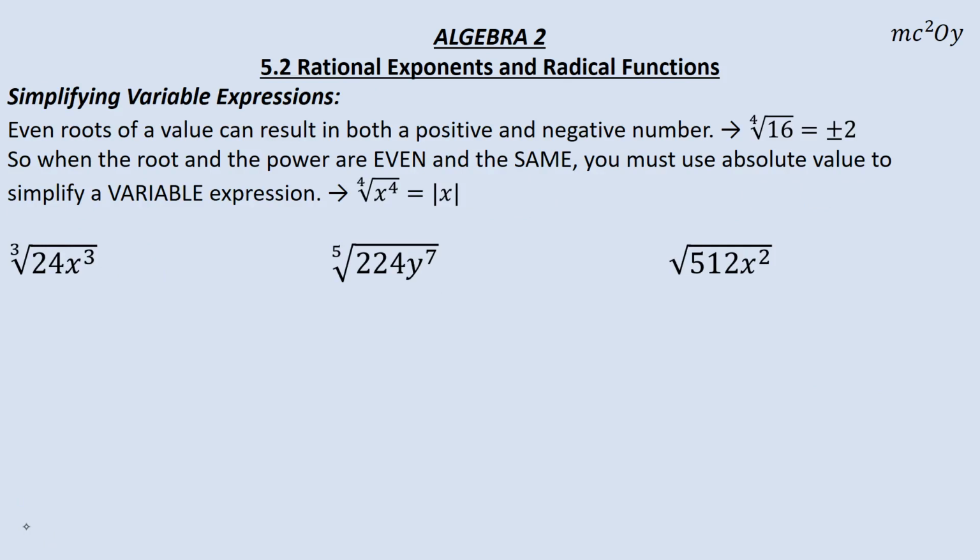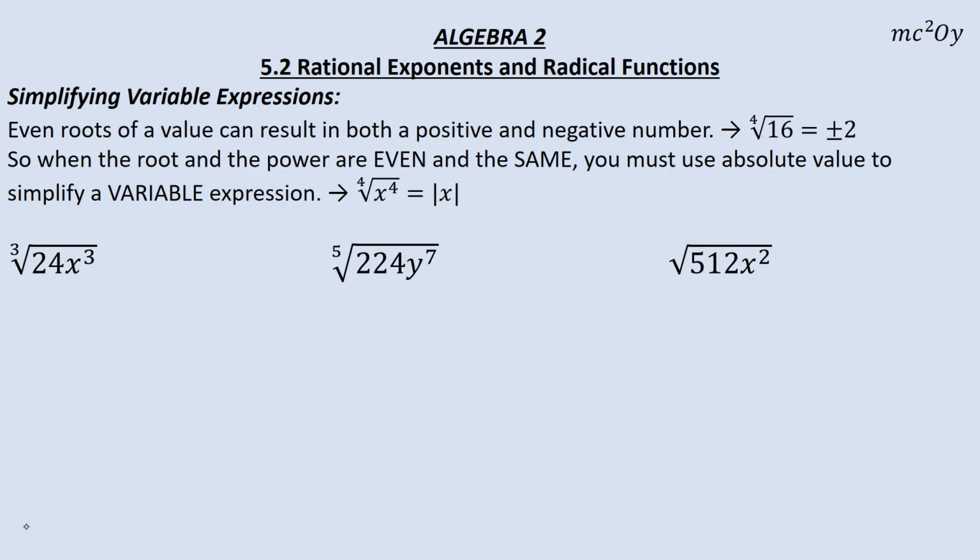Okay, simplifying variable expressions. There's something we have to consider when we're simplifying. Roots of a value can result in both positive and negative numbers. So like the fourth root of 16 is actually equal to 2 and negative 2 because 2 times 2 times 2 times 2 is 16, and then negative 2 times negative 2 times negative 2 times negative 2 is 16. Pairs of negatives make positives.